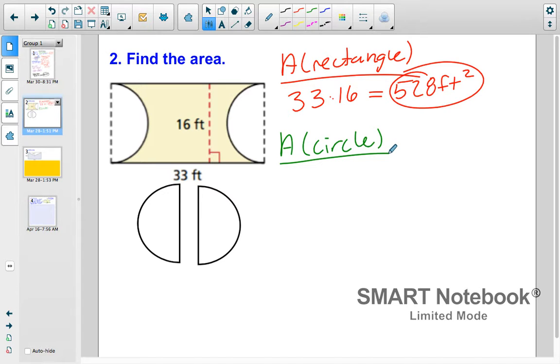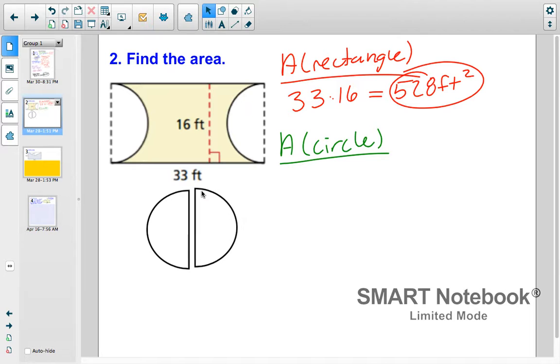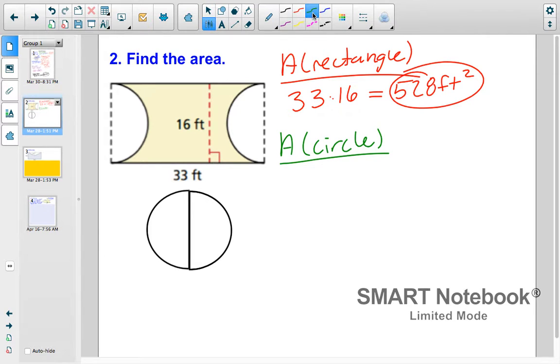Now here, you may have seen it. This makes a whole circle. These are the pieces from the left and right. So last problem, when we had a semicircle, we took the pi r squared and divided it by 2. Here I've got a whole circle. I'm not going to do that. I can just use the regular old formula for the circle, which is pi r squared.